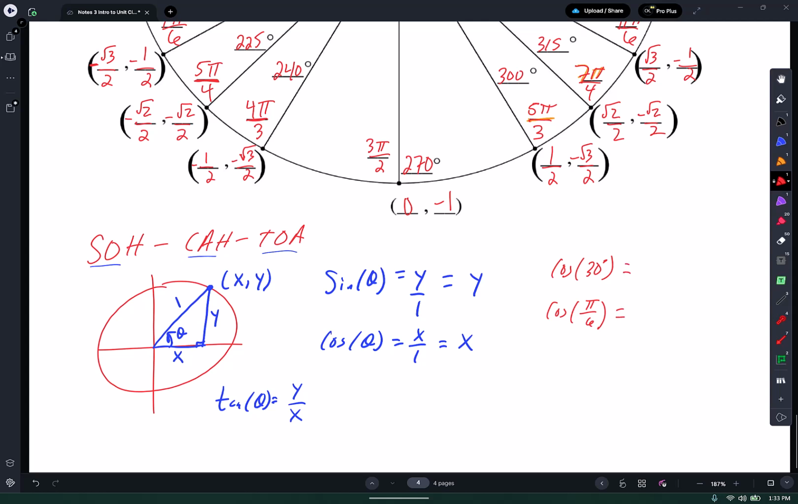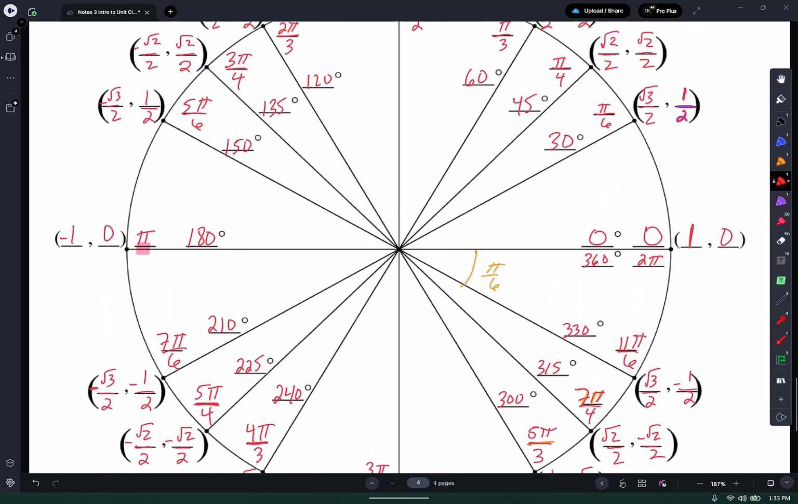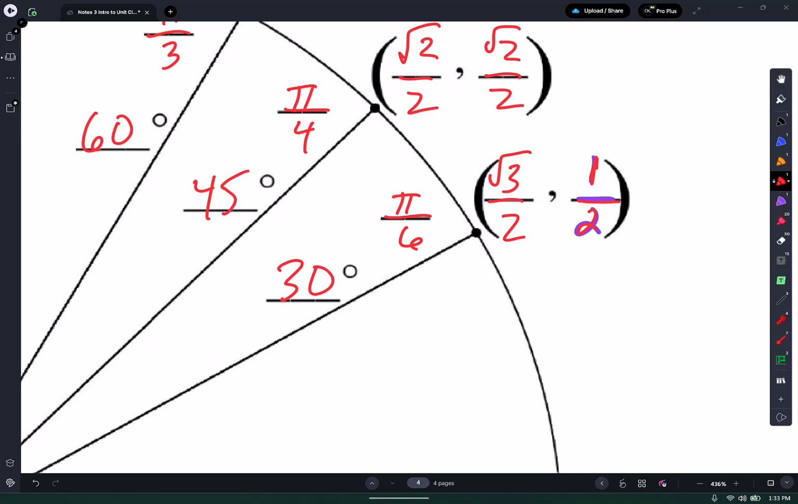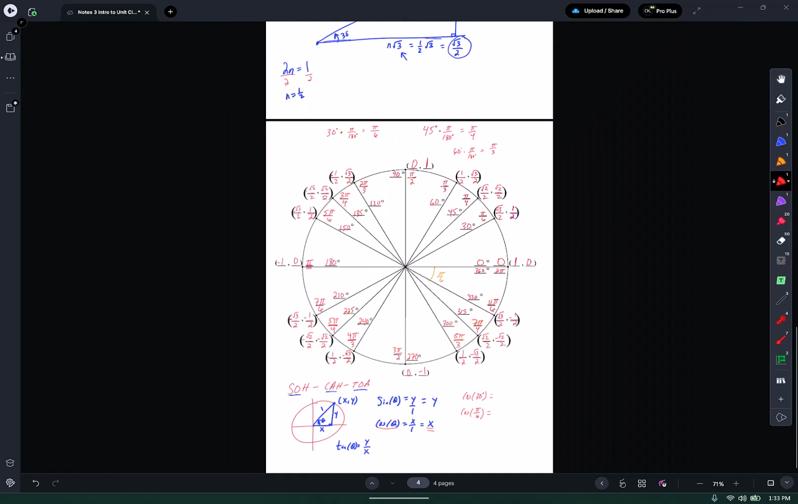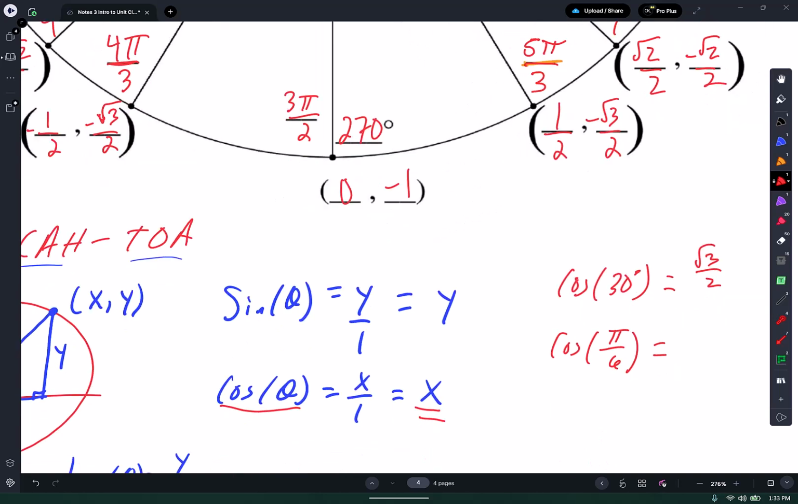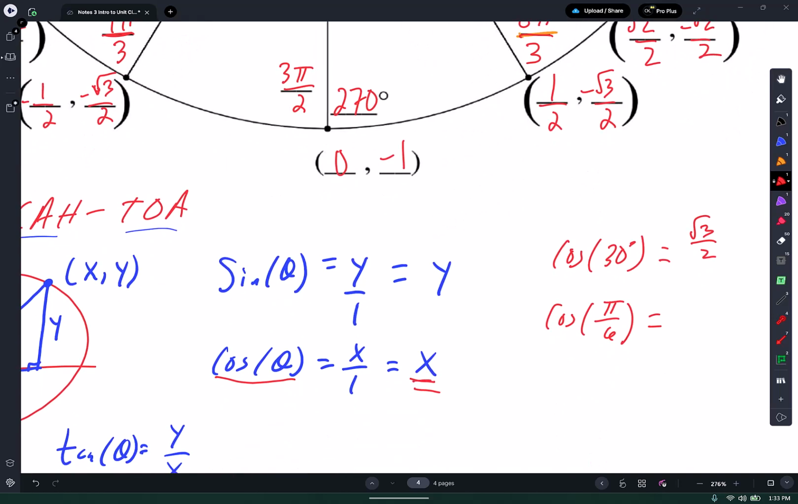All right, I'm going to go to 30 degrees. This says cosine of 30. So look what it says. It tells me that cosine is what? X. So I'm going to go to 30 degrees, and I'm going to look at my x. At 30 degrees, what is our x? So that's what I'm going to write. Cosine of 30 degrees is square root of 3 over 2. That's it. That's the output. Because that's what it's telling me. It tells me here cosine theta is just whatever my x is. At 30 degrees, my x was square root of 3 over 2.